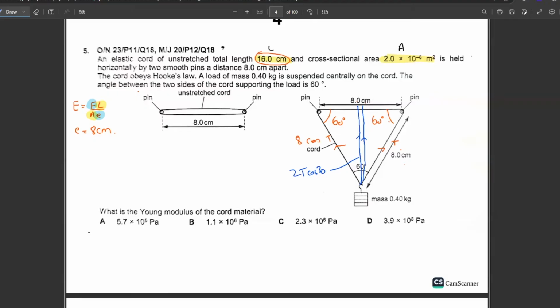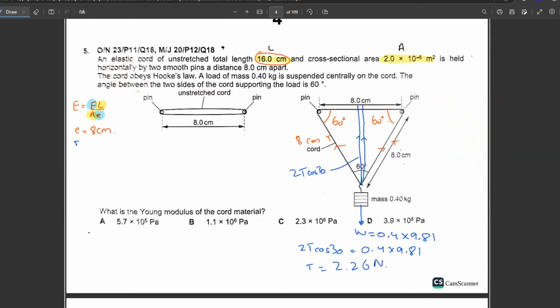Perfect. And what is the force opposing these two forces? The weight of the mass, 0.4 into 9.81. So what can we do? We can say that 2T cos 30 is equal to 0.4 into 9.81. Can you calculate tension? Yes. 0.4 into 9.81 divided by 2 cos 30. The answer comes out to be tension is 2.26 newtons. Perfect.